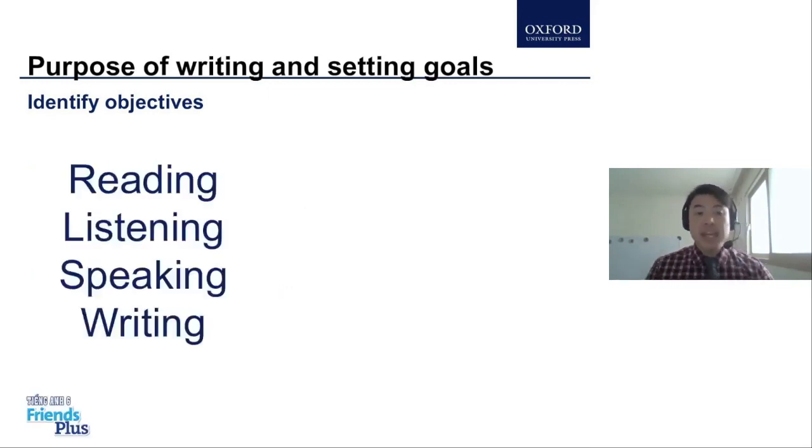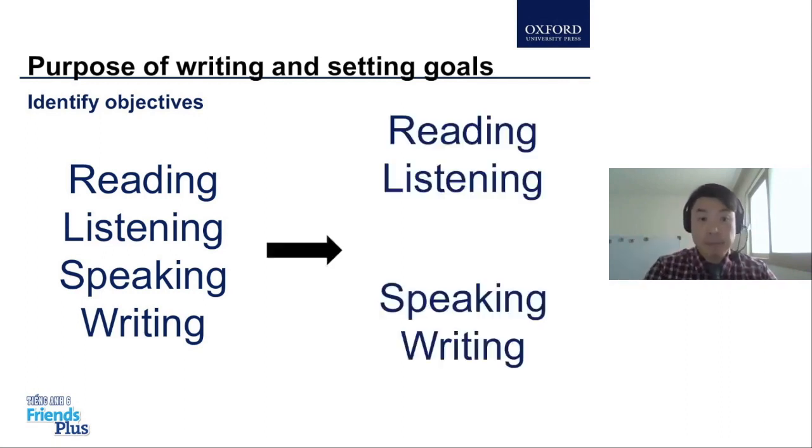So if you take a look at the 4 main skills of language learning, especially for ELT, English language learning, we usually have reading, listening, speaking, and writing. Now, commonly, not all the time, the reading and listening skills are put together, and the speaking and writing skills are usually put together.